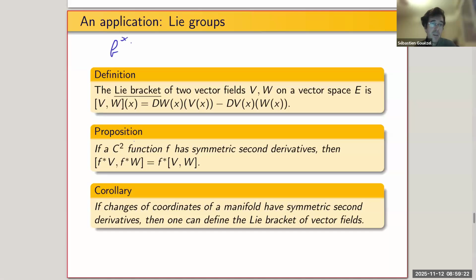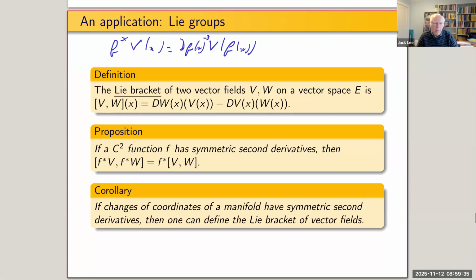F star V of X, it will be, you look at the vector field at the point F of X, and you pull it back by the inverse of the derivative of X. Oh, so you're assuming more about F than just that it's a C2 function. Yes. I'm assuming that the derivative is invertible.